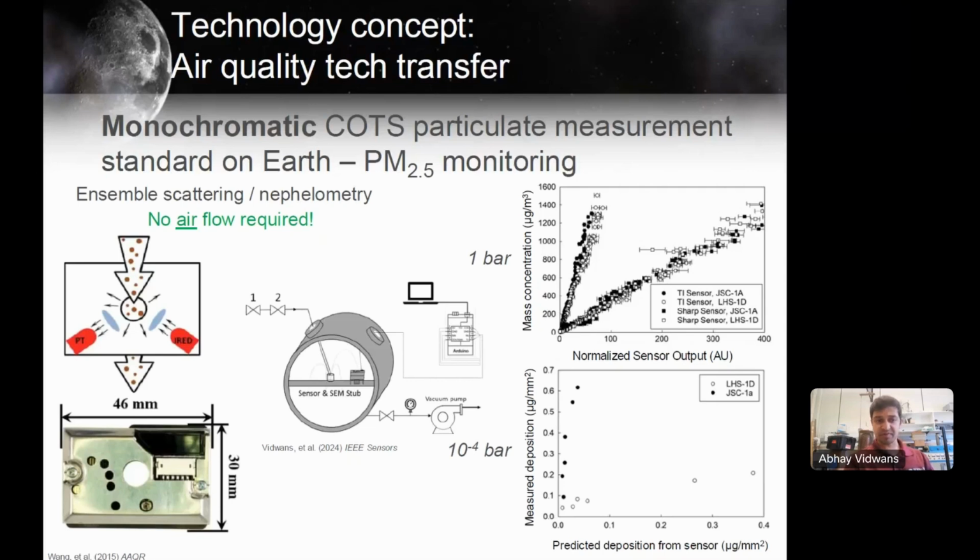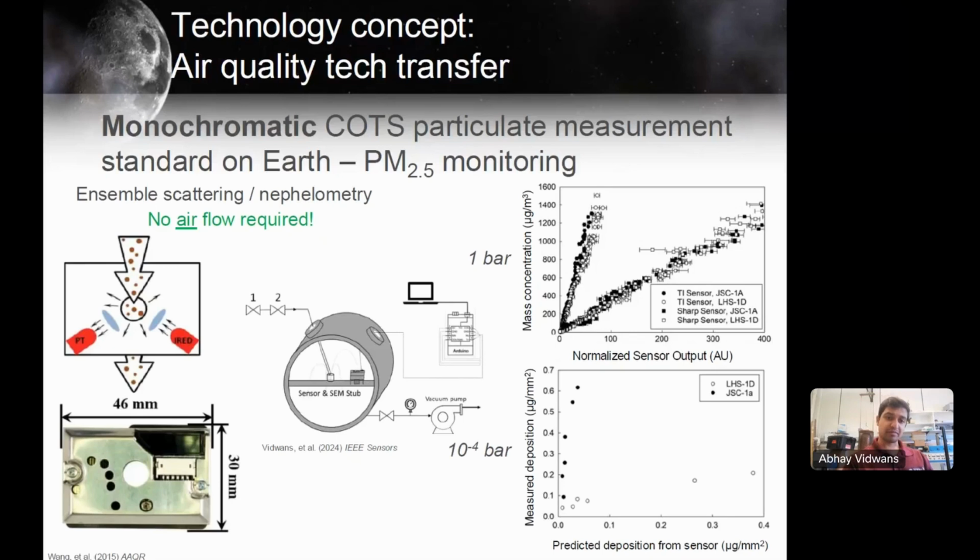An example of one type of these sensors is in the bottom left-hand corner here. It's called the Sharp GP2Y sensor. It's what's called an ensemble scattering sensor, also known as a nephelometer or a photometer. It's extremely simple. It has an infrared light source that illuminates particles that move through the sensor through this through hole. The particles can be driven by airflow, but also in the case of a vacuum environment, they can be driven by ballistic motion or being moved by a plume. The aerosol interacts with the light and scatters it in all directions as a function of its size, shape, and composition. And there's a light detector located to the left that converts the photons to a voltage signal.